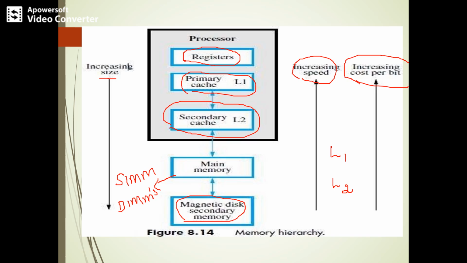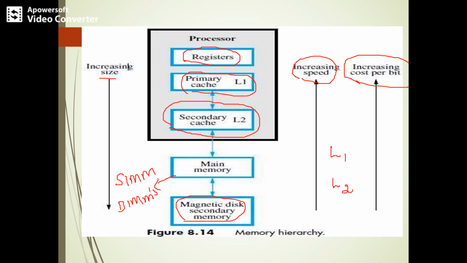So I can say that with respect to the different parameters like size, speed as well as cost, we can consider the different memory units like registers, primary cache or level 1, secondary cache or level 2, main memory, and the magnetic disk or secondary memory. However, the secondary storage is very slow compared to the semiconductor memories.